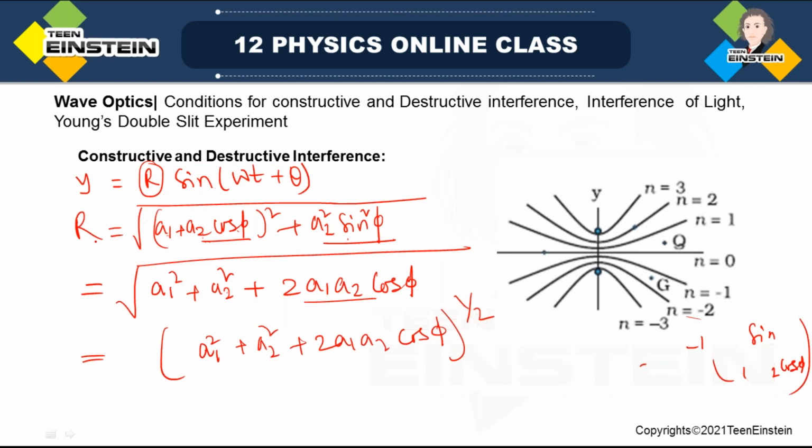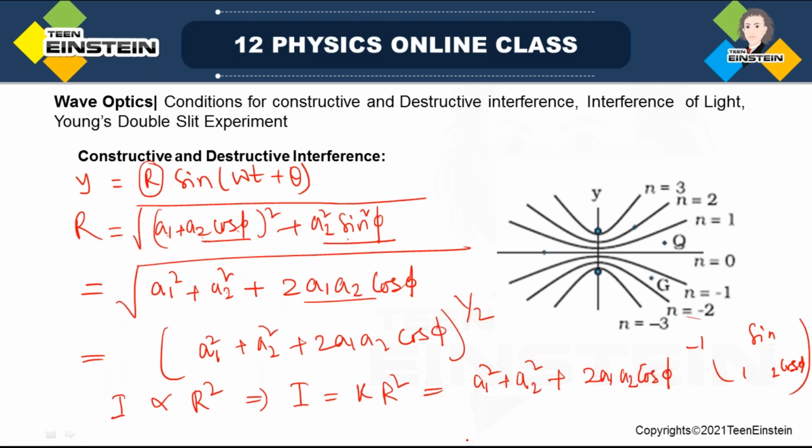Now see, if you want to find out the intensity, intensity is proportional to the amplitude square. So we can write intensity is equal to a constant k times R square. R square means, again, intensity will be a1 square plus a2 square plus 2a1 a2 cos of phi. What is phi? Phi is the phase difference between the two waves. So now we have got the expression for the intensity.